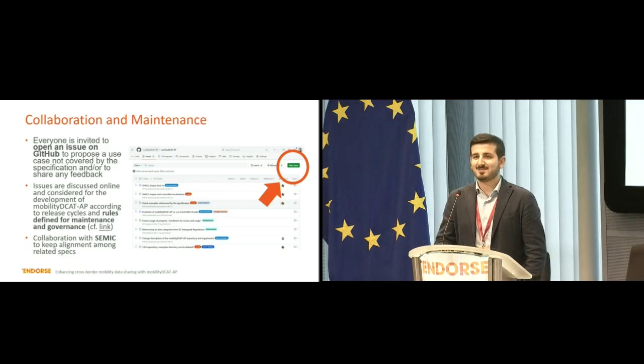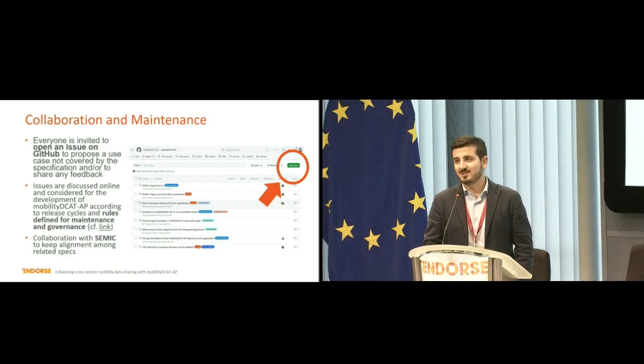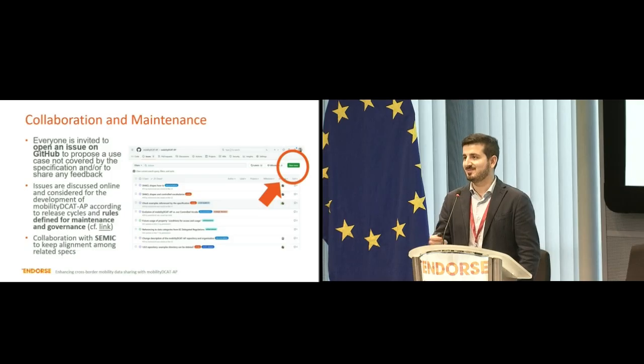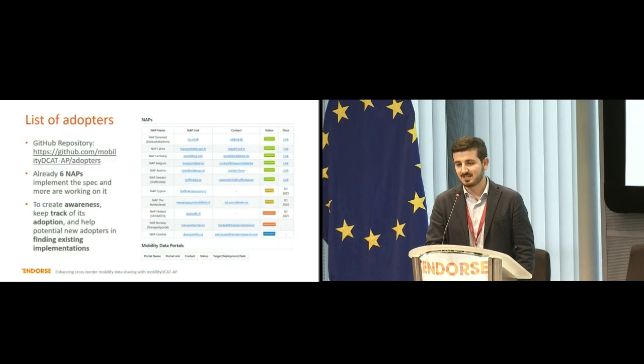There is, of course, space for everyone. In mobilityDCAT-AP, we are really open to getting feedback because the mobility domain is a very big community, and we are really happy that the number of issues on GitHub is now popping up. Of course, it's difficult to keep the pace with all the issues, but we're very happy about it, and we are doing our best to reply to this feedback and incorporate it in the specification.